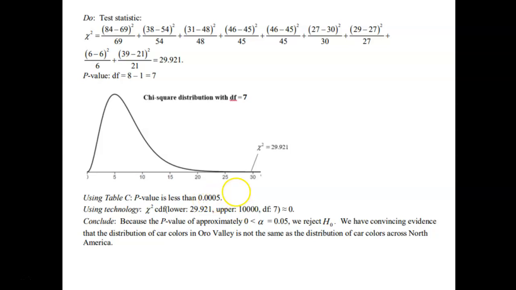Oh my gosh, like almost 0. Using technology, it's even more extreme. And this was using table C, by the way. So using technology, it's even worse. It's literally almost 0. Because that p-value is so small, much smaller than 5% for alpha, we are going to reject the null hypothesis. We have convincing evidence that the distribution of car colors in Oro Valley is not the same as the distribution of car color across North America.